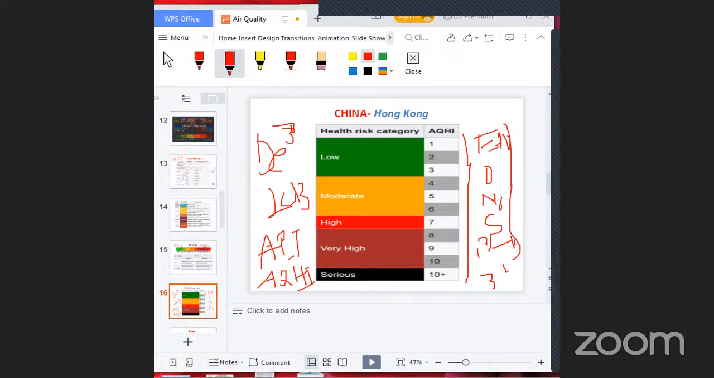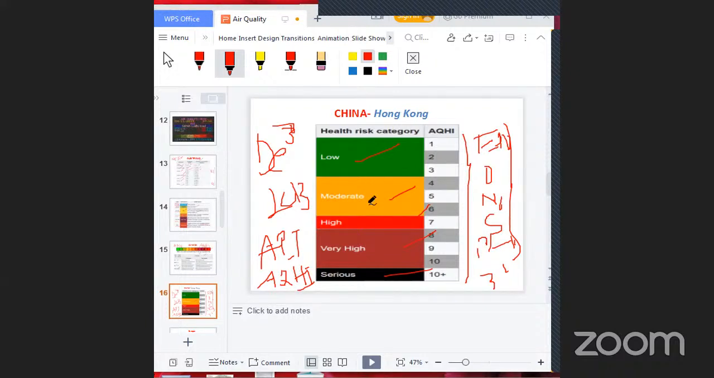The AQHI is grouped into 5 health risk categories with health advice provided. That is, 1 to 3 low, 4 to 6 moderate, 7 high, 8 to 10 very high, and 10 plus serious. Each of the health risk categories has advice associated with it. At the low and moderate levels, the public are advised that they can continue normal activities.